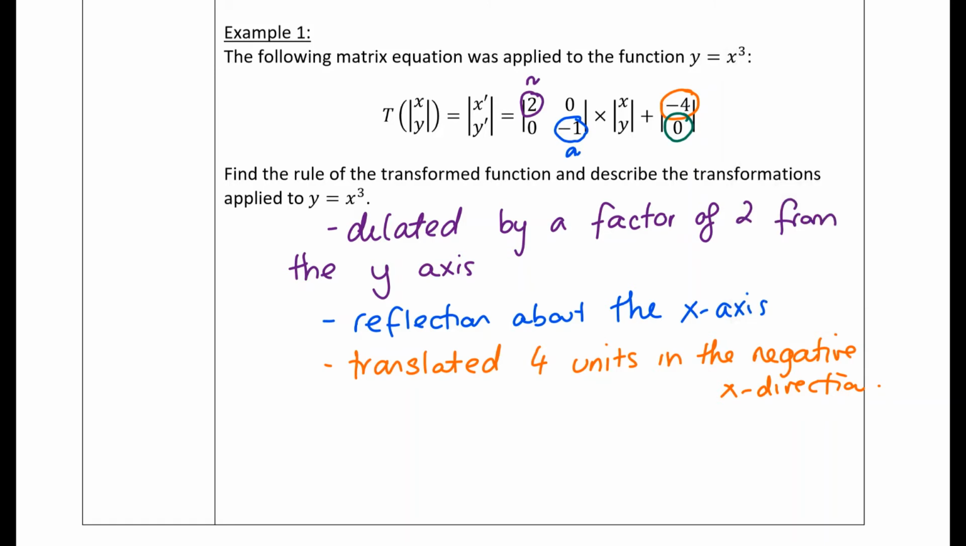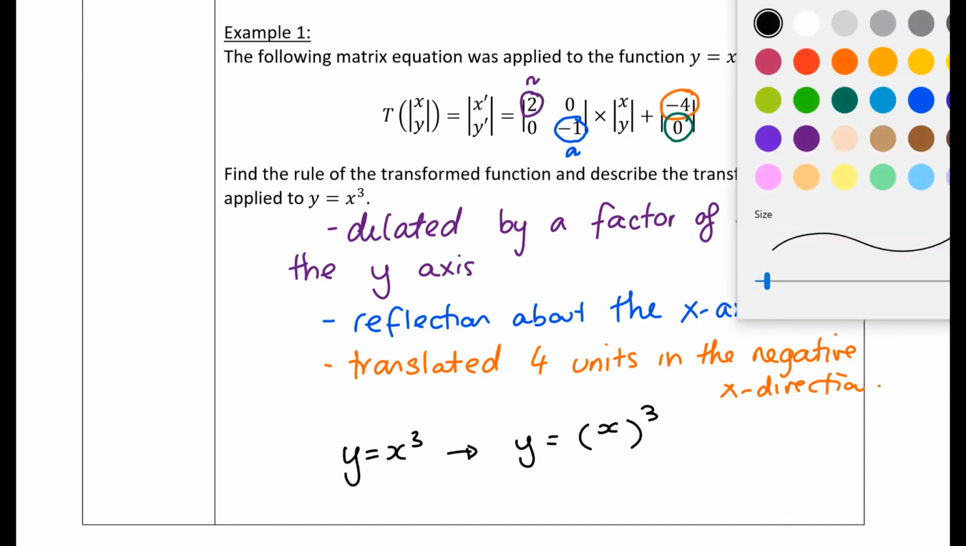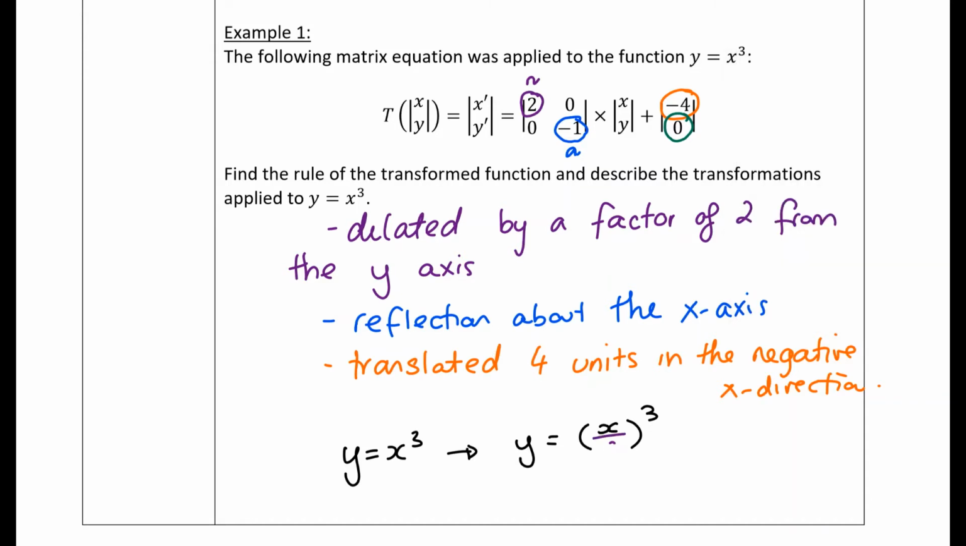Well, if I started with y equals x cubed and then I dilated by a factor of 2, that would be y equals something times x cubed, and the something has to be a half. The reciprocal of a half is 2. If I was reflecting about the x-axis, well, that would be a negative out here.